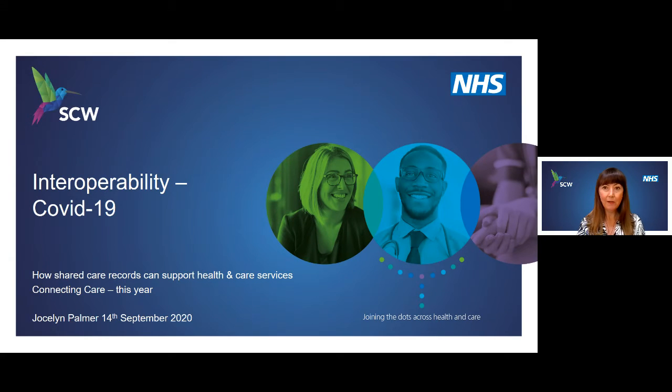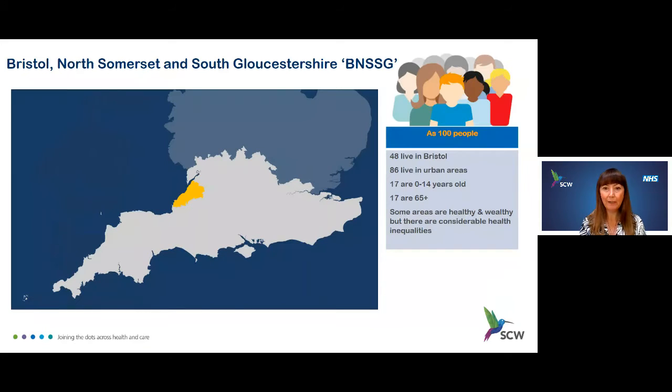So if we go on to the next slide, I'll just give you a little bit of context for the Connecting Care programme. So the programme is based in Bristol, North Somerset and South Gloucestershire, and that's a population of about a million people or so. And it is a really diverse and different region. So whilst there are some pockets that are definitely healthy and wealthy, there's considerable health inequalities, and there are some areas that are quite deprived. And in terms of life expectancy, then that can vary 15 years or so, from one part of our region to the next.